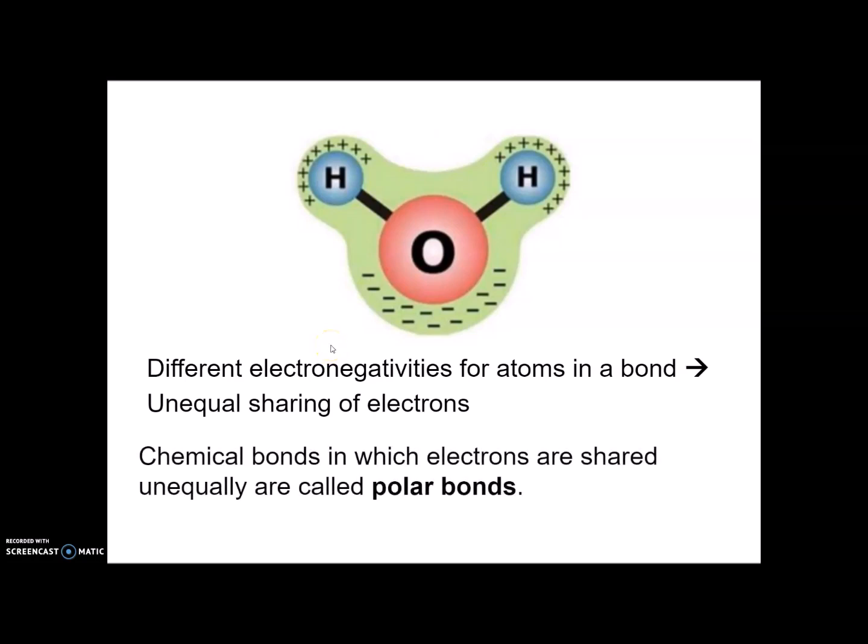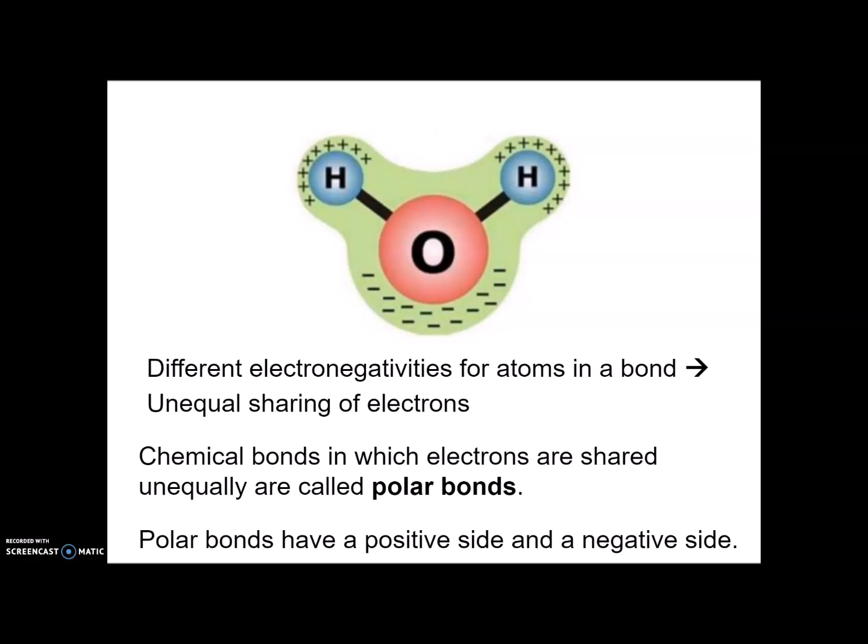Chemical bonds in which electrons are shared unequally, we give the name polar to. Polar meaning there's a positive end and a negative end, or a positive side and a negative side. And whichever atom is more electronegative is going to be the negative side of the bond. And the reason for that is because electrons are themselves negatively charged particles. And if they're negatively charged particles, the atom that they hang out around more often will acquire a negative charge.